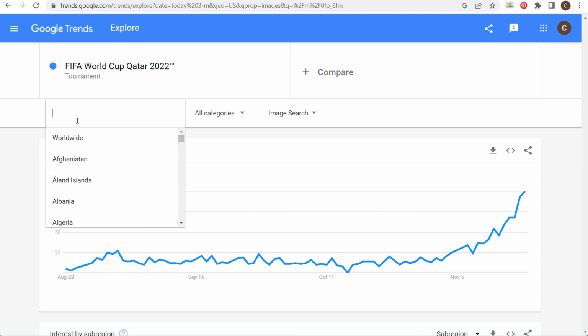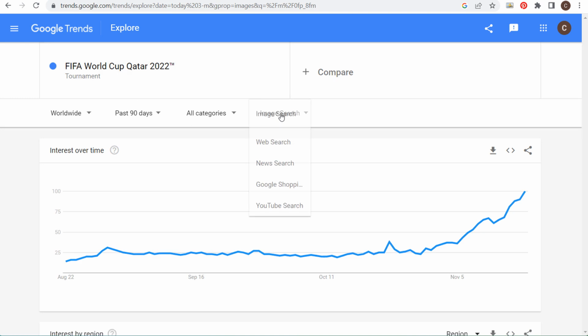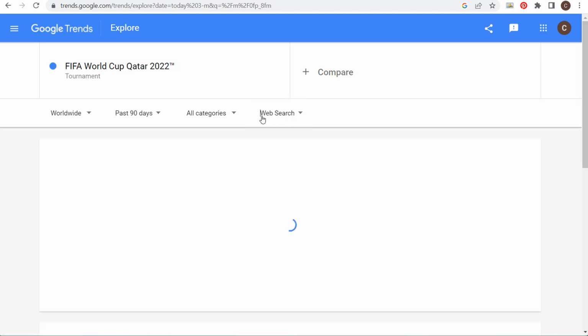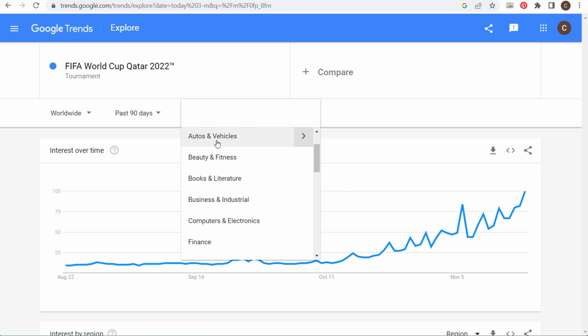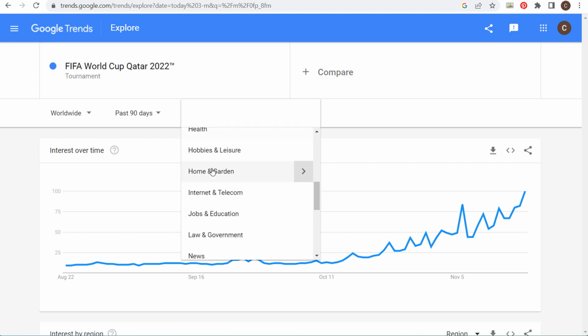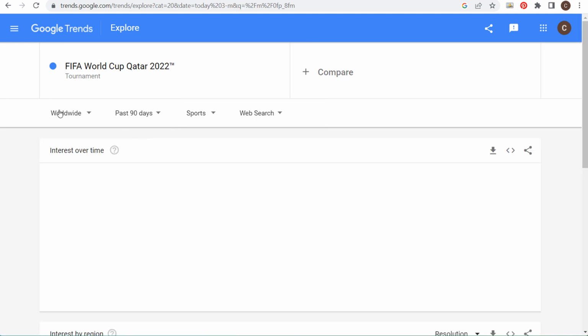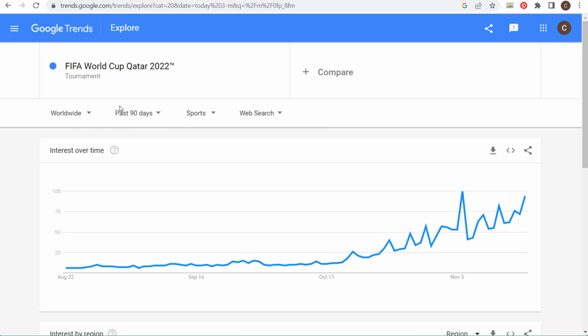Okay, instead of doing United States, let's look at worldwide, and instead of image search, let's make sure we're doing web search. And what we can do is categorize our search as well. So obviously this is a sports search, but sometimes you may enter keywords or topics that could end up in 2 different categories. So if we come down here, let's make sure we keep this in the sports category. So you're able to use some of these different filters here to look at interest over time worldwide versus interest over time just in a specific area.